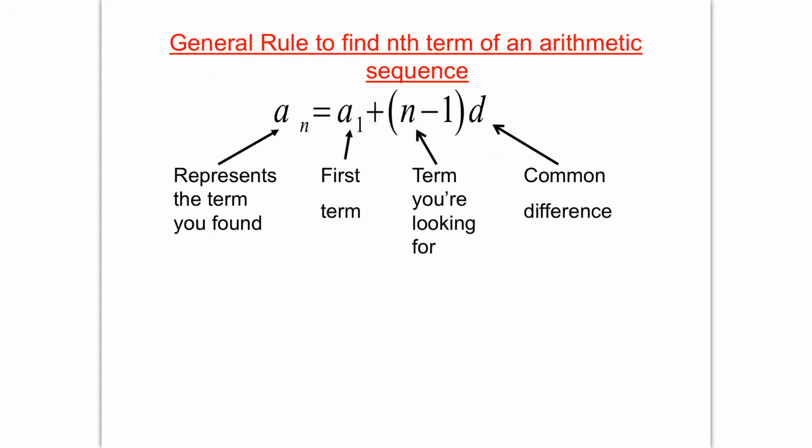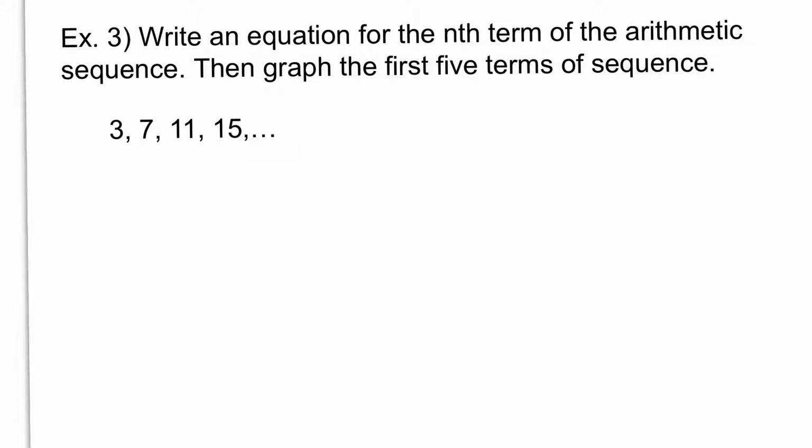So that's what we're going to use. We are going to use the formula to find a specific term, and then I'm going to show you how we can relate that to a linear function. Example number 3 says, write an equation for the nth term of the arithmetic sequence, then graph the first 5 terms of the sequence.